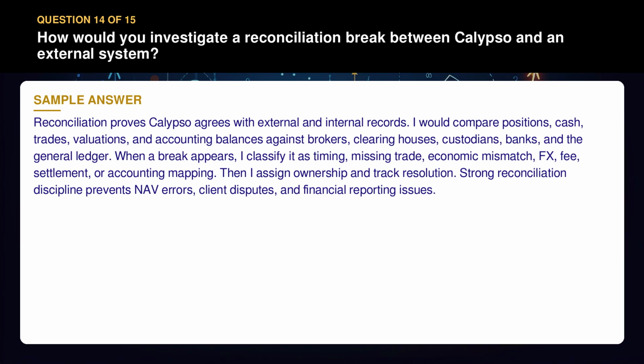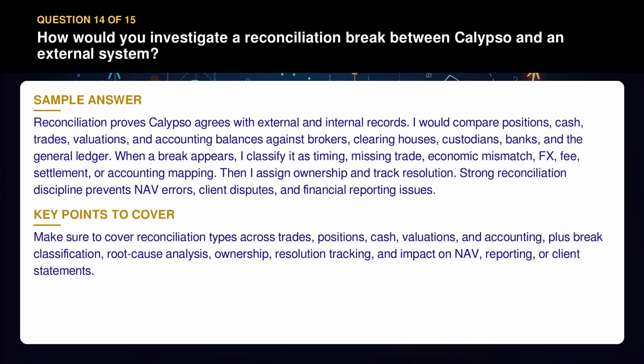Strong reconciliation discipline prevents NAV errors, client disputes, and financial reporting issues. Make sure to cover reconciliation types across trades, positions, cash, valuations, and accounting, plus break classification, root cause analysis, ownership, resolution tracking, and impact on NAV, reporting, or client statements.